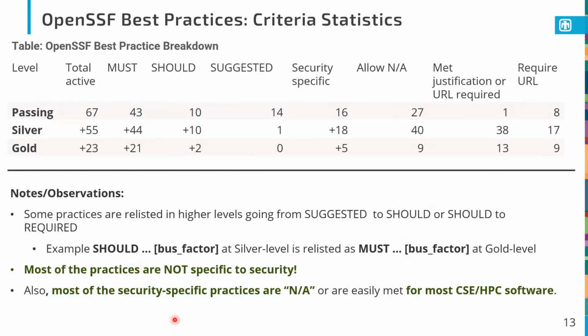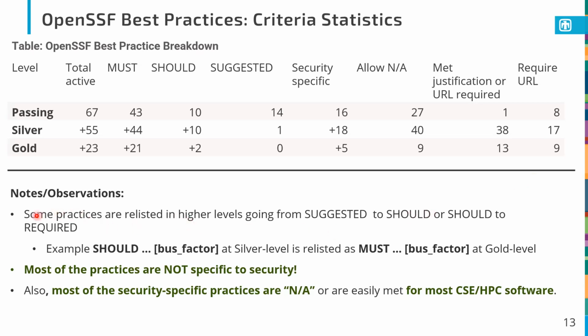So here are some of the criteria for the statistics themselves, broken down into different categories, and the number of must, should, and suggested shown here. Number of not applicable, those that require a URL, and so forth. And by the way, if a practice requires a URL, if you don't put it in, you'll get an error because it actually searches to make sure that it can access that URL.